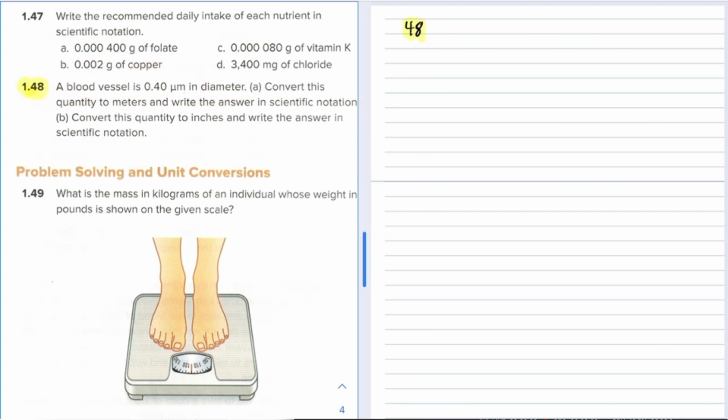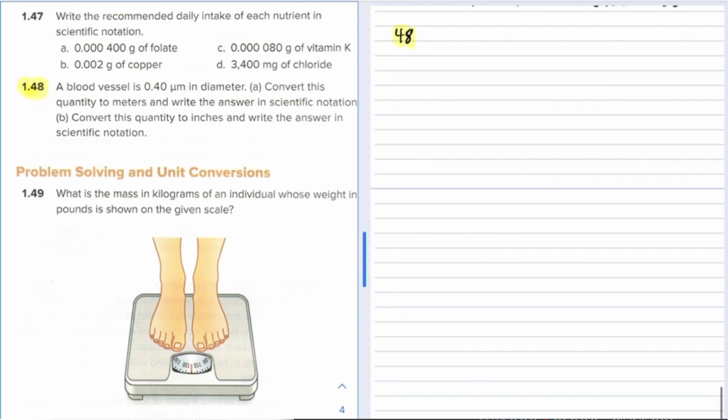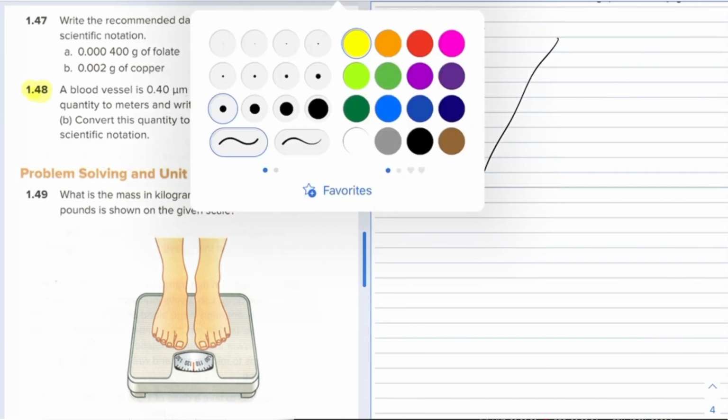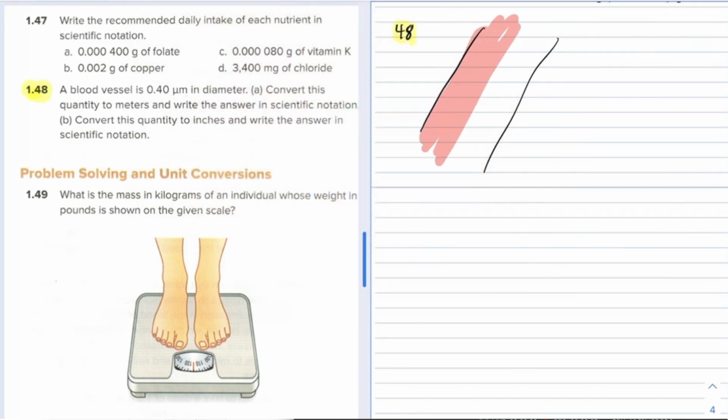You've got some blood vessel, so let's just color it. So there's the blood. Later on, we'll talk a little bit more about blood vessels and blood cells and proteins like hemoglobin. But anyway, the diameter, which is basically this distance right here, is 0.40 micrometers.